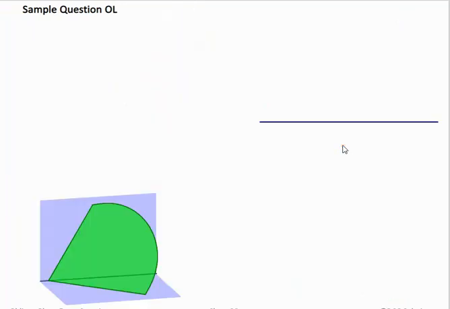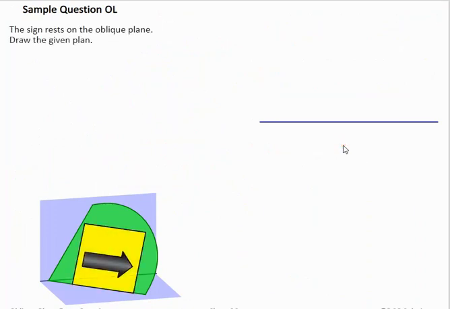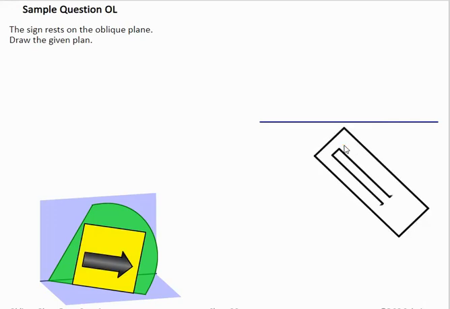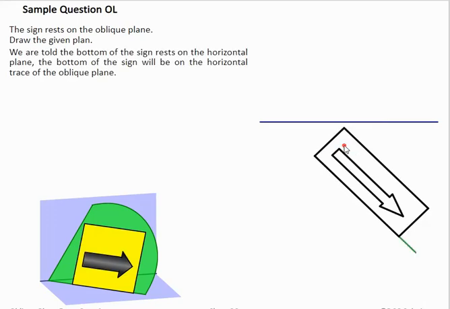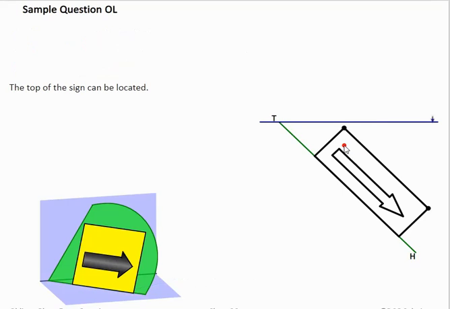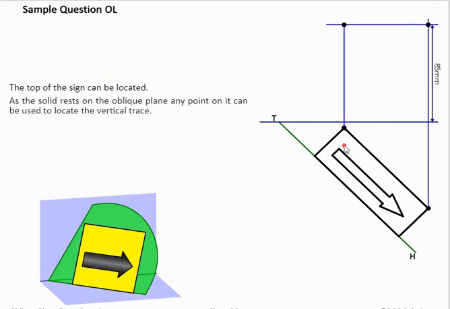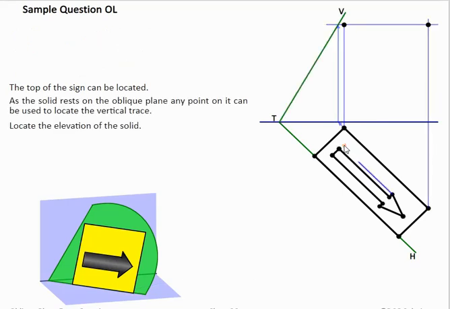Now in this question we have an oblique plane, and then we have a sign resting on top of it. So what we're given here is the arrow here, we have the trace drawn in, and then we have the overall height of the sign marked in here, and it's a matter of just drawing in the elevation here.